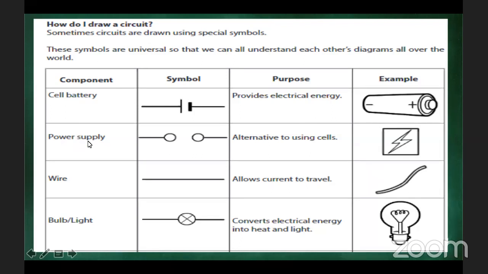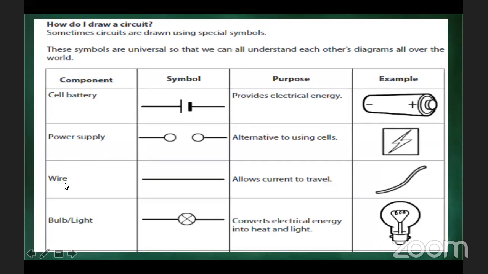Then we also have another component, which is a power supply. This is the symbol of a power supply. The purpose of a power supply is to provide an alternative to using cells. Then we've got an example of a power supply.